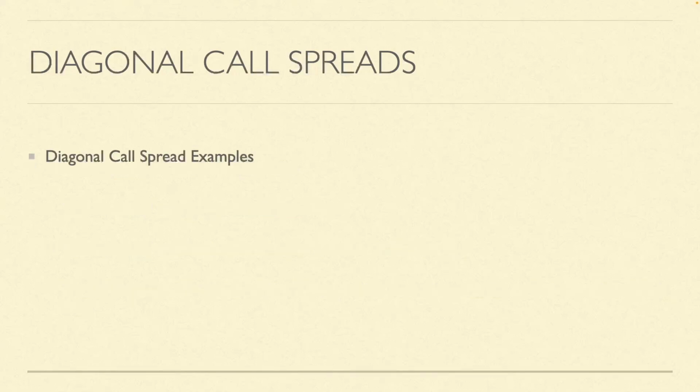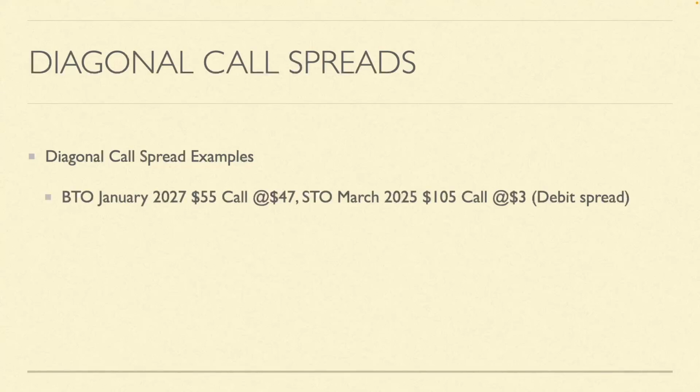Let's look at some diagonal call spread examples. If we buy to open a January 2027 $55 call at $47, and we sell to open a March 2025 $105 call for a $3 premium, this will be our debit spread. Our cost is now $44 per share, and our spread is $50, so our potential profit is $6 per share if we were to execute or exercise and be assigned on both of the options.